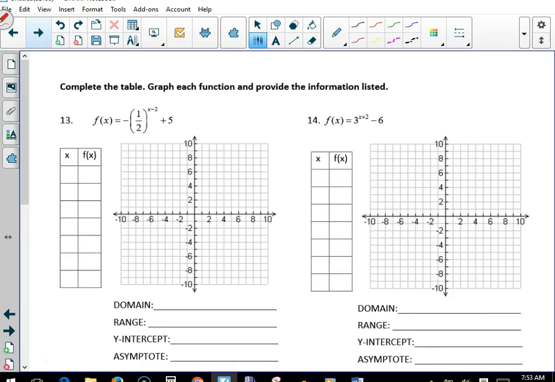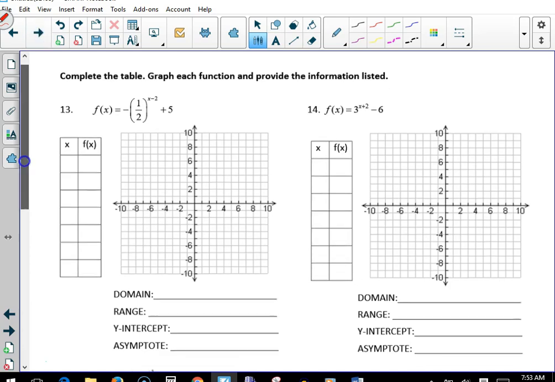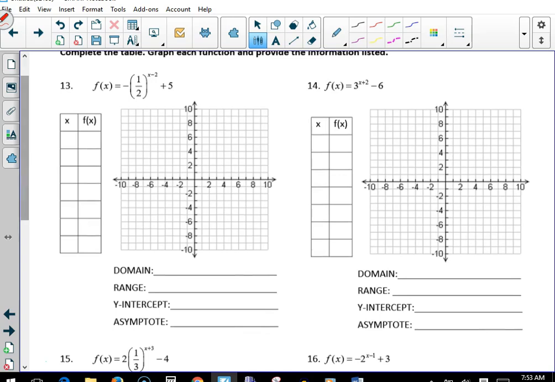Okay, complete the table, graph each function. So again, let the calculator do the heavy lifting for you. So for number 13, you're going to put this in your calculator. It's going to be negative 1/2, or you can put it 0.5, raised to the power of x minus 2 plus 5. And then you're going to graph it. Actually, you're probably going to want to go to the table first.